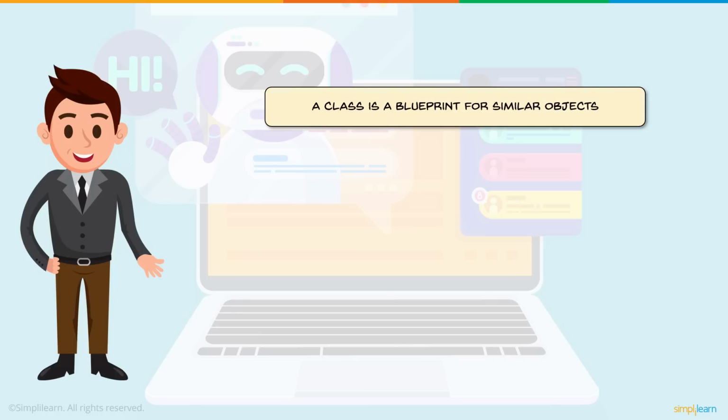Now, if that is what an object is, what is a class? A class is a blueprint of similar objects. You'll often have multiple objects in programming, and all these objects have some similar features. So a class basically holds all these objects together and gives them a common definition. Now let's better understand this through an example.